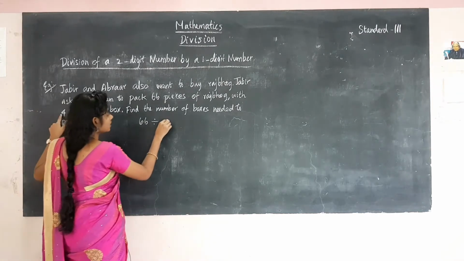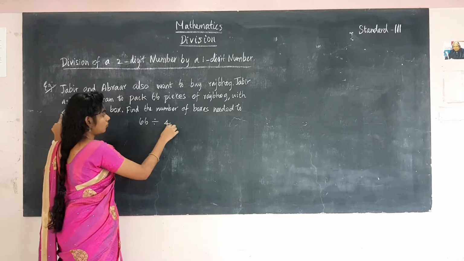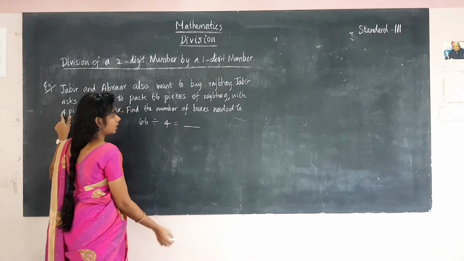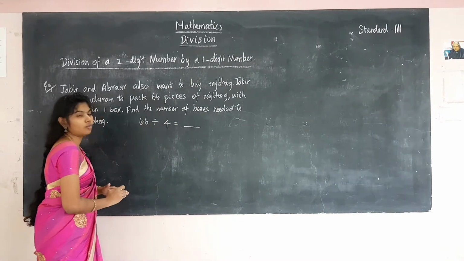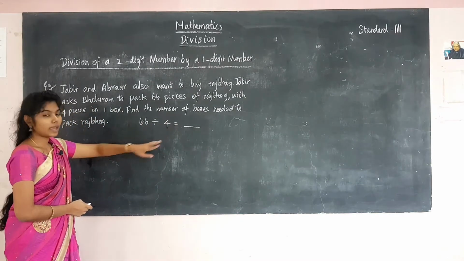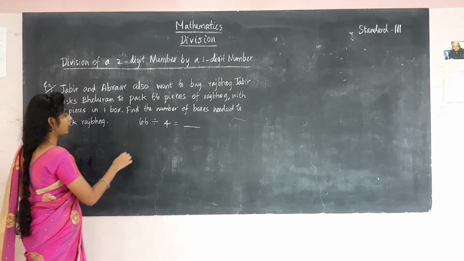So you have to write 66 divided by 4, and we have to find the quotient. How many boxes do they need to fill 66 pieces of Raj's books? In one box they can fill 4. So we are going to find this.